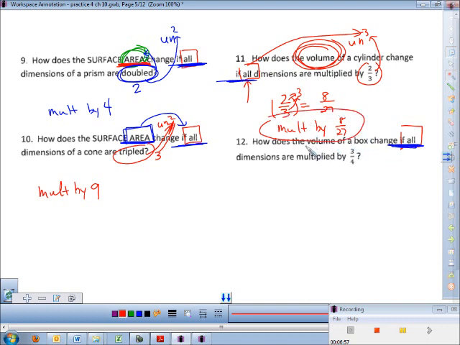How does the volume of a box change? So they did volume again, which is cubic units, if all the dimensions are multiplied by 3/4. So since they did all by the same amount, and we're talking about volume, we'll raise it to the 3rd power and get a 27 right now, and 4 to the 3rd is 64. So multiplied by 27/64. I cannot write.